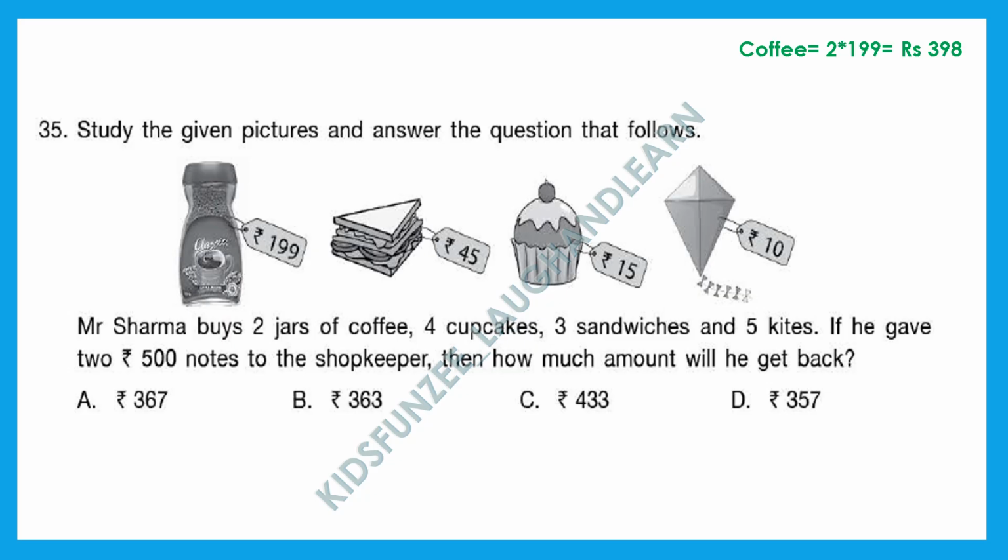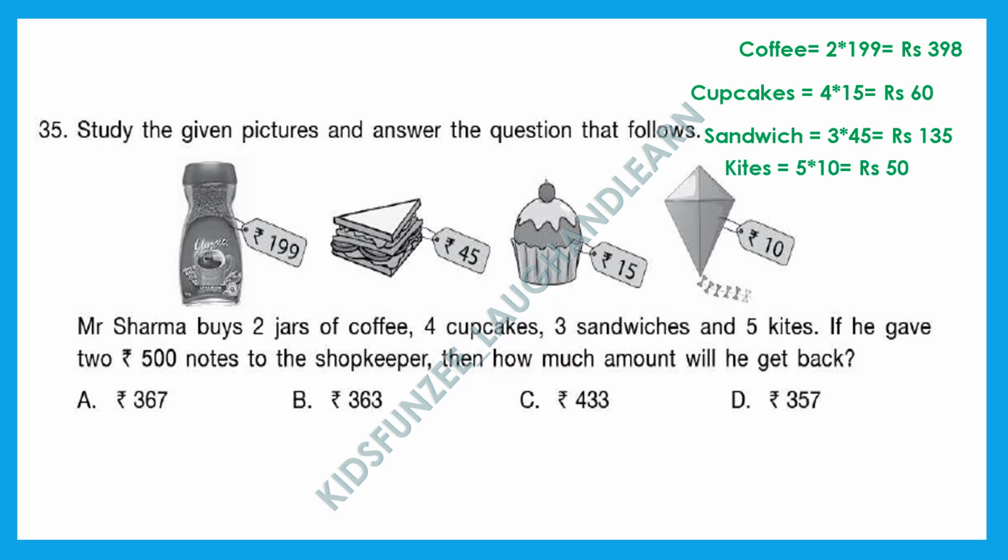Then 4 cupcakes. 1 cupcake cost 15 rupees. 4 cupcakes will cost 60 rupees. 4 into 15. 3 sandwiches. 1 sandwich costs 45 rupees. So 3 into 45, that is rupees 135 total for 3 sandwiches. Then 5 kites. If 1 kite is 10 rupees, so 5 kites will be rupees 50.